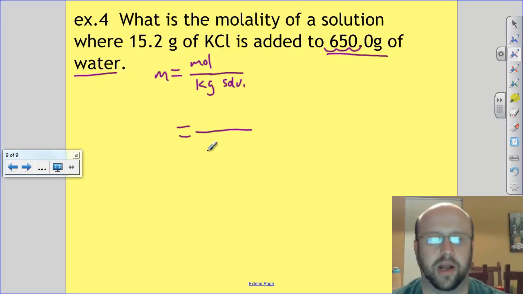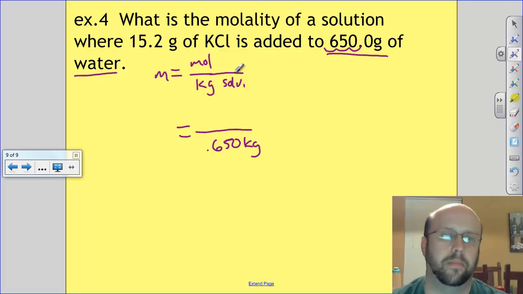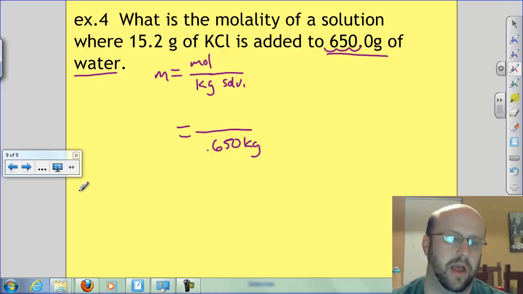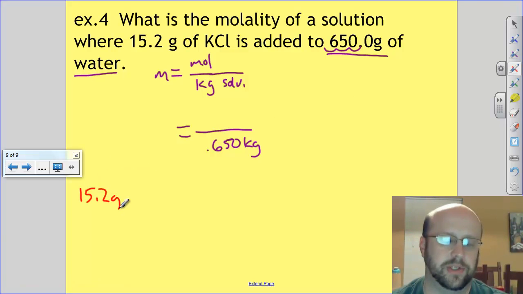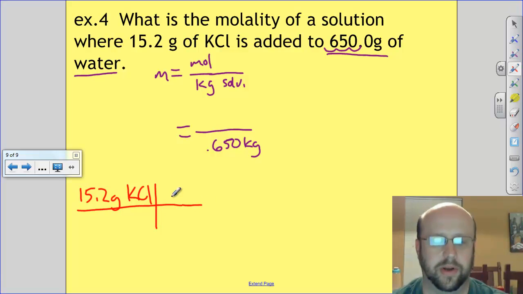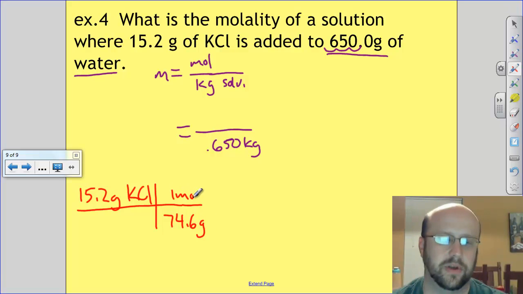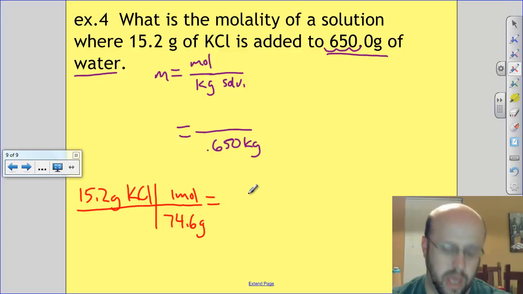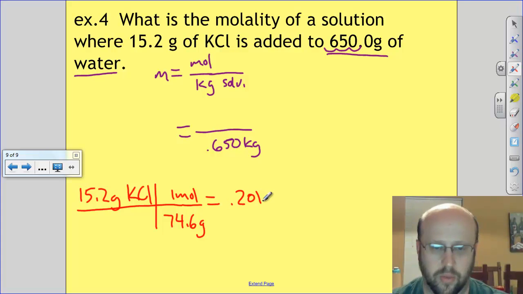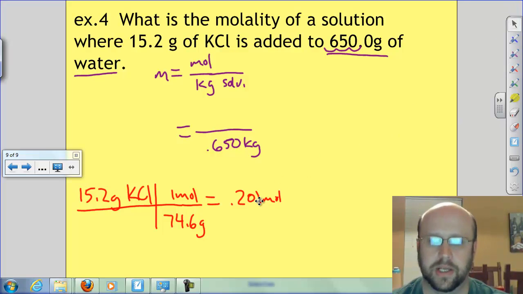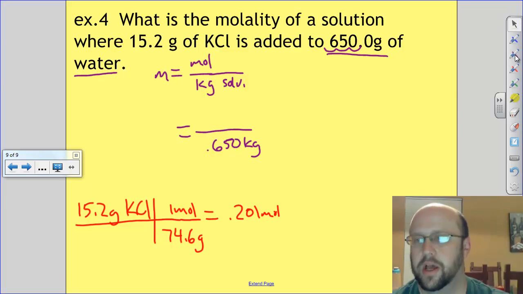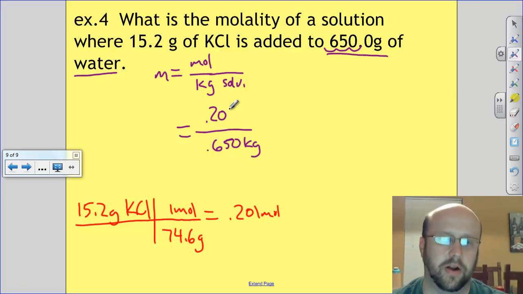So I already know that the bottom here is going to be 0.650 kilograms. But it's the moles on the top. So what do we do to get the moles on the top? We've got grams. The way that we always turn grams into moles is with molar mass. So I've got KCl here. I look on the periodic table and I see that KCl has a molar mass of 74.55 grams per 1 mole. Okay, and we punch out the math on that. We get 0.201 moles. That 0.201 moles is going to go up here in our equation.